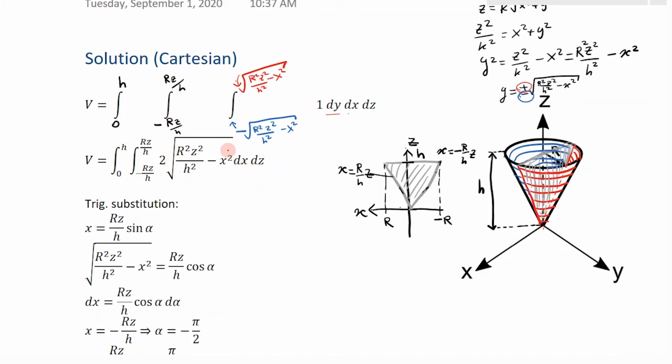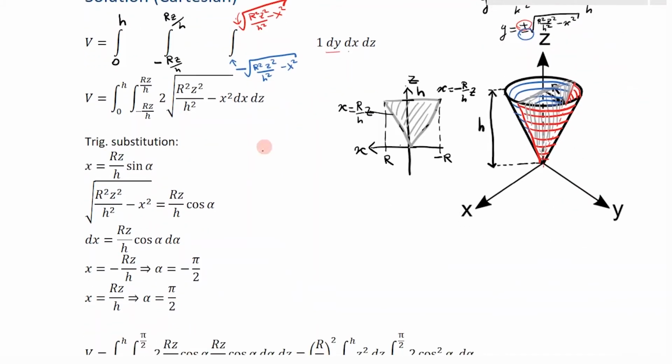Now a convenient thing to do is to use trig substitution. So x equals, well, square root of this guy times sine of some angle. Let me sketch this. This is the way I like to think about it. I imagine that this is x, and this is alpha, and this guy is rz over h. Then x equals rz over h sine alpha.